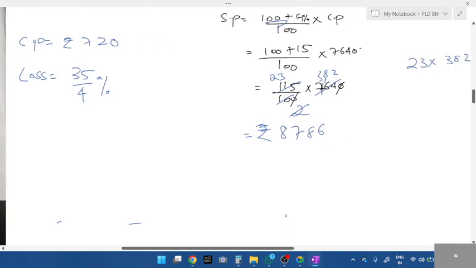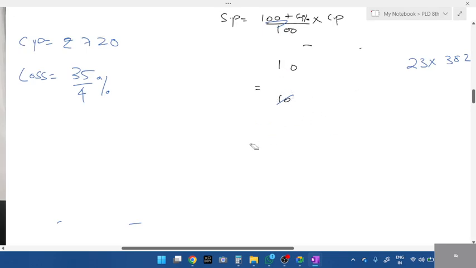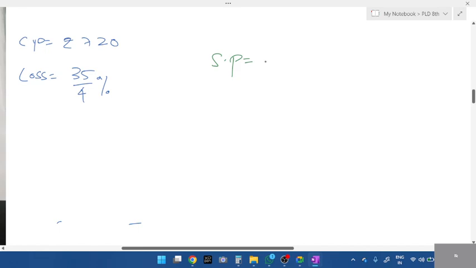Okay, we need to find selling price. What is selling price if loss is given? Do you add or subtract? We need to subtract, yes. Remember, it comes in the numerator. So look here. Selling price is equal to, Alia, tell me the formula, Alia.